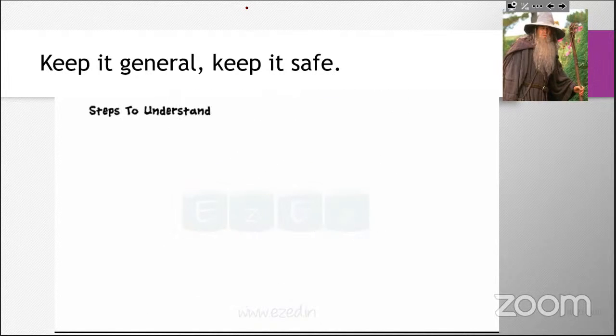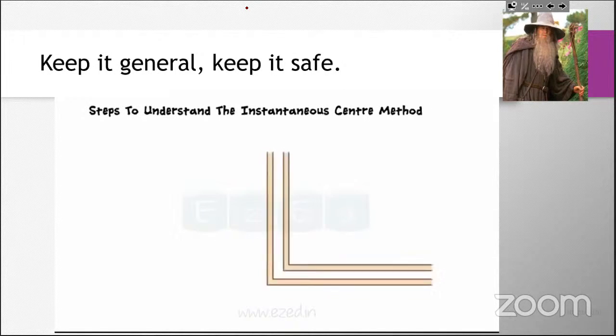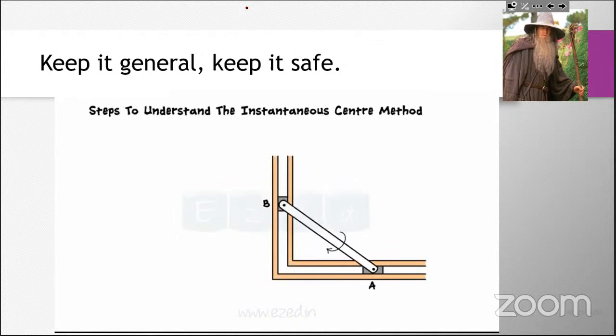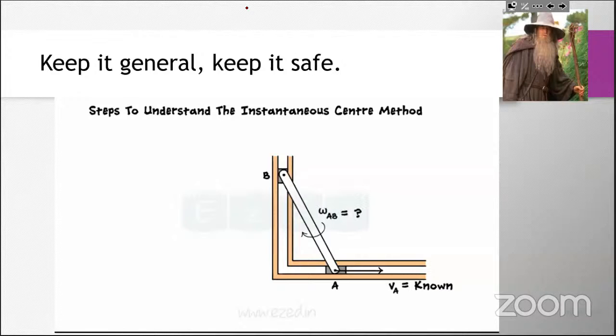Let us see steps to determine the instantaneous center. Consider the mechanism of a rod attached to a slider. We have the given velocity of VA and we have to find an angular velocity of rod AB at the given instant. Step 1. Locate a point whose magnitude and direction of velocity is known and another point whose direction of velocity is known.